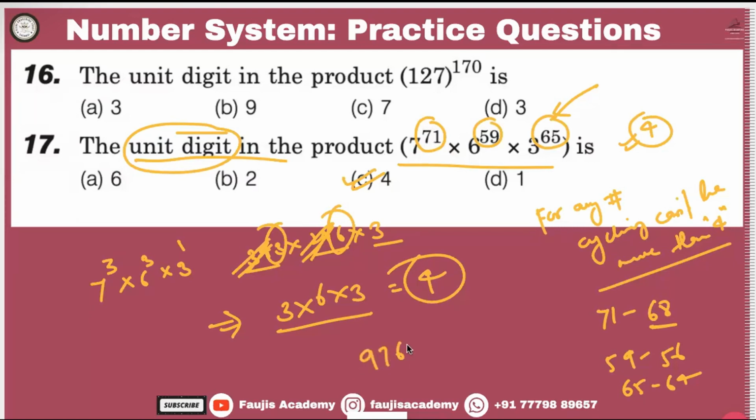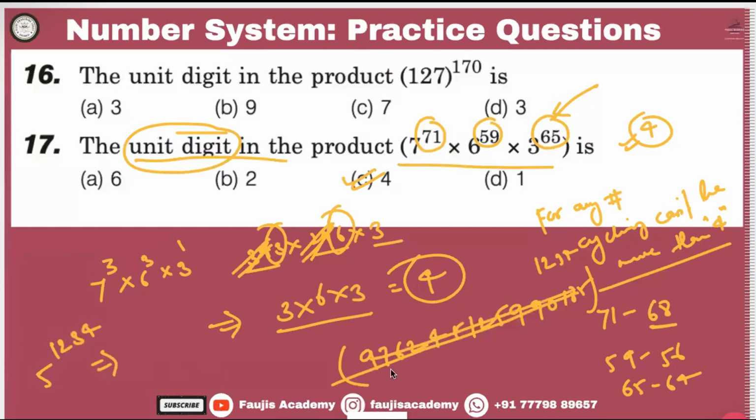If I give anything like 97624512599015 raised to the power of some number 1, 2, 3, 4, you just have to cross this number. We are not worried about this number. It is as good as 5 raised to the power 1, 2, 3, 4. We are just worried about the unit digit.